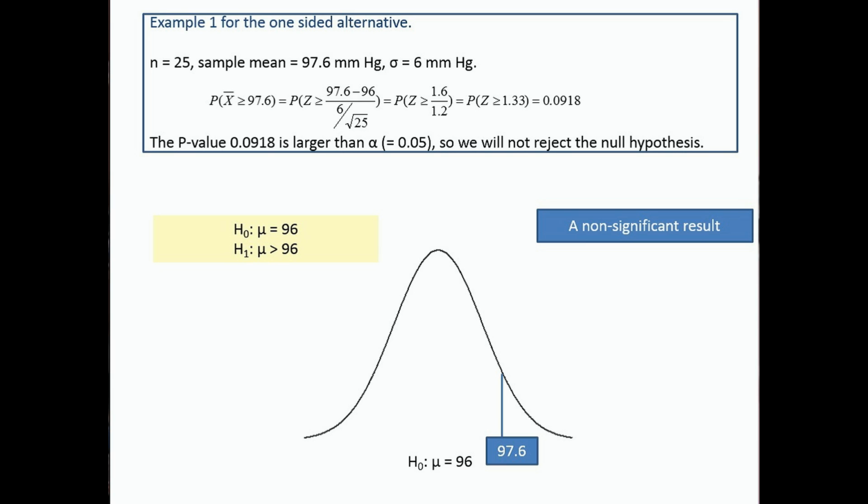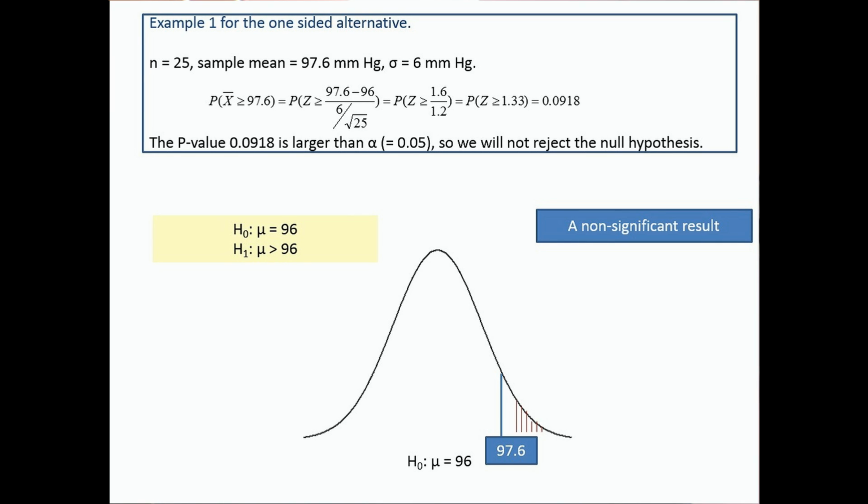It's important to notice that we did not prove the null hypothesis. We simply have not enough evidence to reject it. The null hypothesis might be true. The p-value is larger than alpha. This is equivalent to the fact that the sample mean is not in the rejection area.